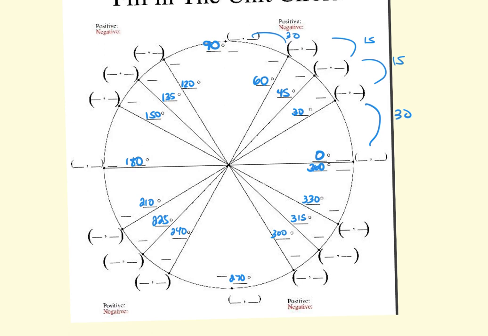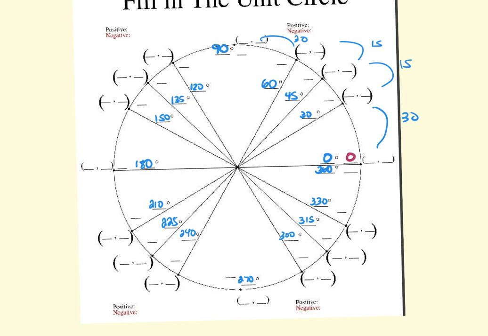What goes on the right? 0. What's the radian at the top? Pi over 2. What's on the left? Pi. What's on the bottom? 3 pi over 2. And what's on the right under the 0? 2 pi.